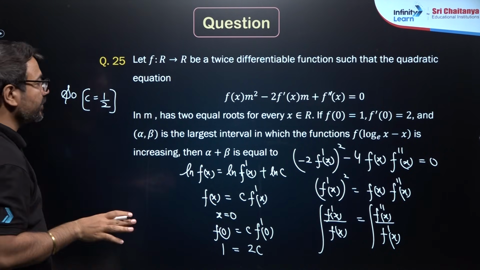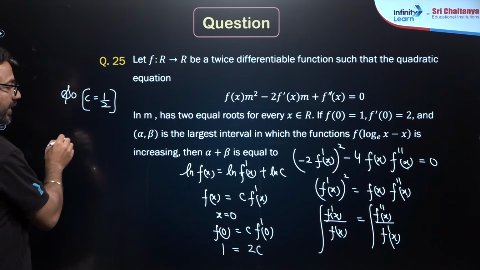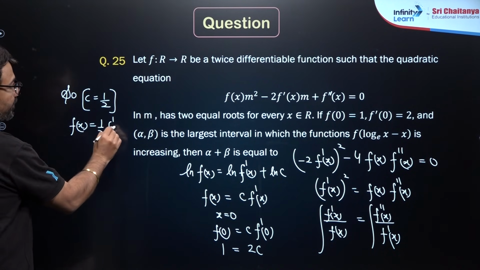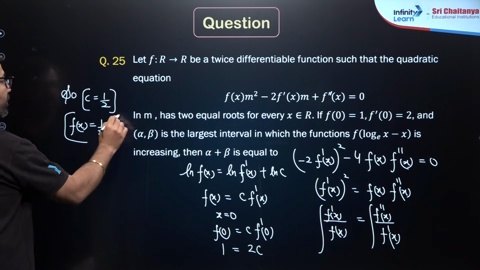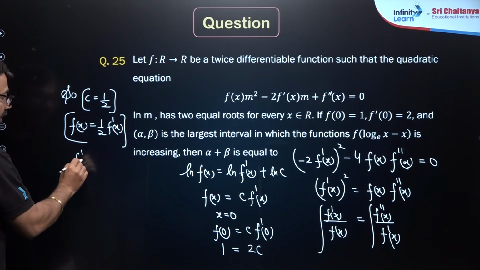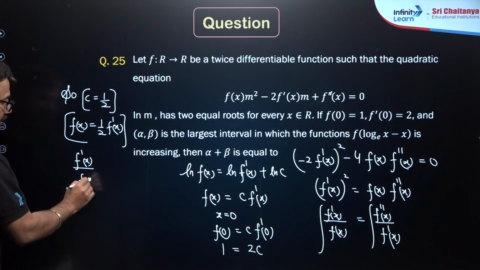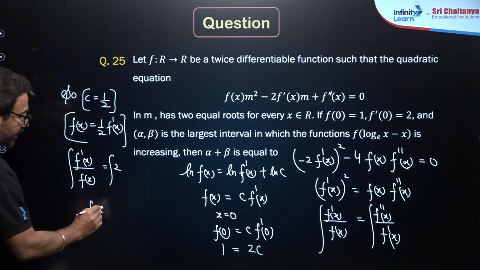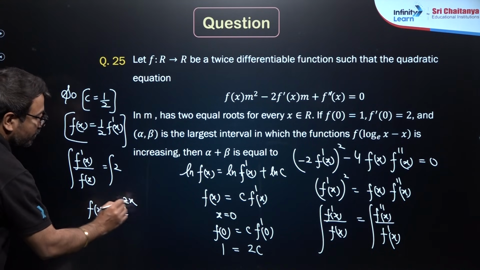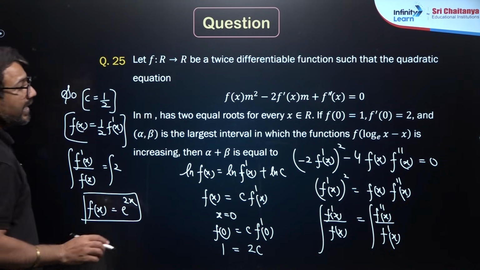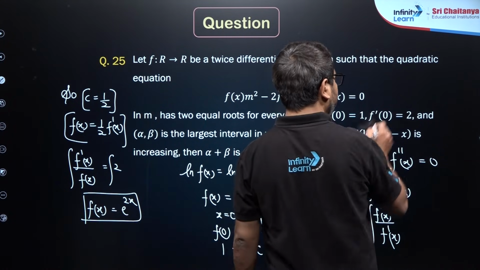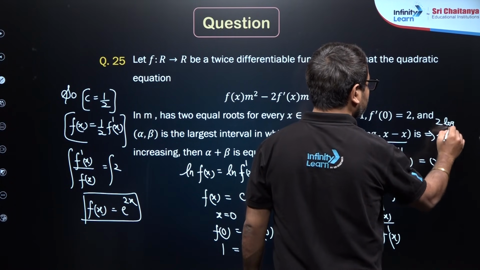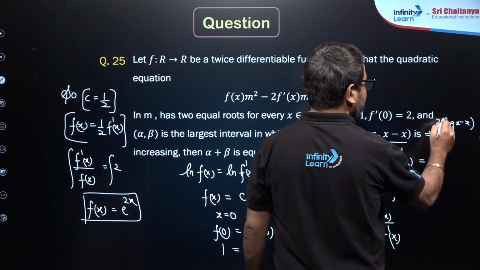I hope this is clear. Now you will be able to find f(x) value as 1 by 2 times f dash x. I hope you are able to understand. So f dash x over f(x) will be 2. If you integrate both sides, f(x) value will be e raised to the power 2x. And they ask you to write f of log x minus x, so it will be e raised to the power 2 times (log x minus x).